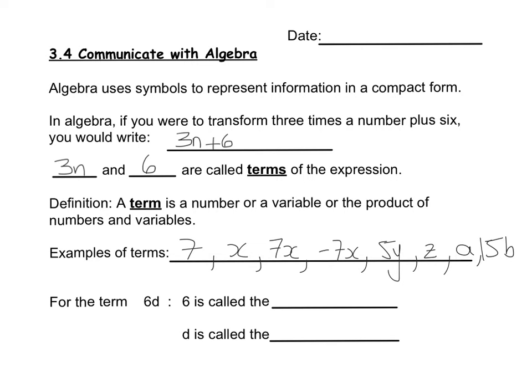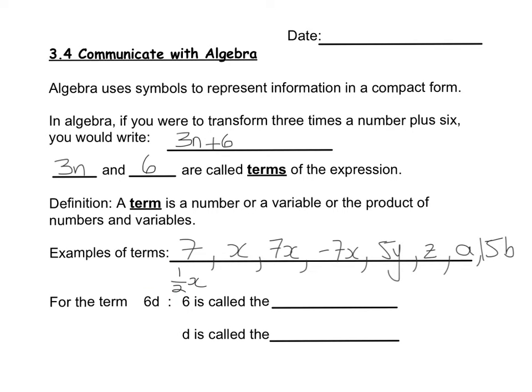Now, we have these different terms. You've seen stuff where it's just a number, just a variable, or a product of the two together. In fact, let me give you one more. What about 1/2 x? Again, you've got a fraction, but that is also the product of a number and a variable. So that's also a term.